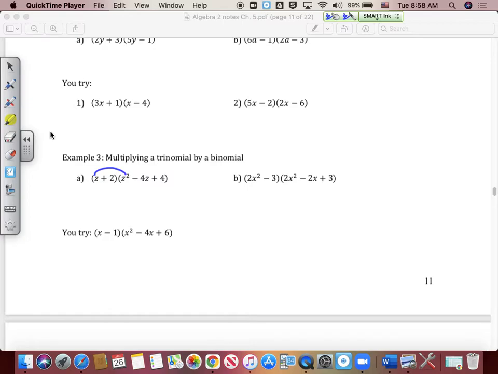Well, that's z to the first power times z to the second power, and that simplifies to be z to the third power. And then moving down the line, z times negative 4z is negative 4z squared, and then z times 4 is a positive 4z. So I have these 3 terms for multiplying z by everything on the right-hand side. Now I need to multiply 2 times everything on the right-hand side. 2 times z squared is 2z squared. 2 times negative 4z is negative 8z. And 2 times 4 is 8.